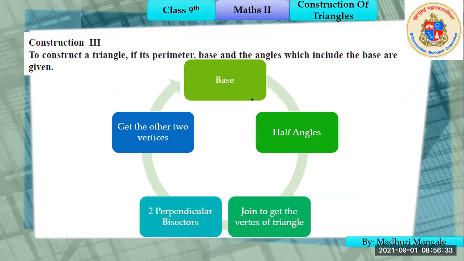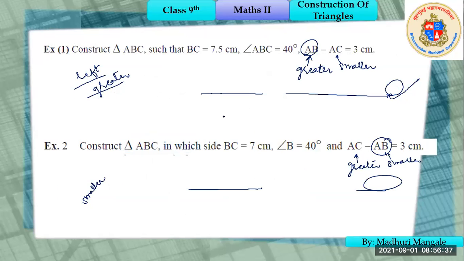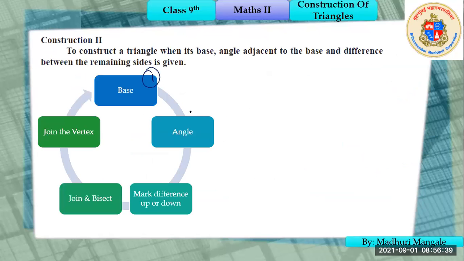Okay, and what are the steps? The steps remain the same. You draw the base first, then draw the angle. Then you mark the difference, it can be up or down. Finally, you need to join and bisect. Bisect means you need to draw the perpendicular bisector, and joining the vertex completes the construction.